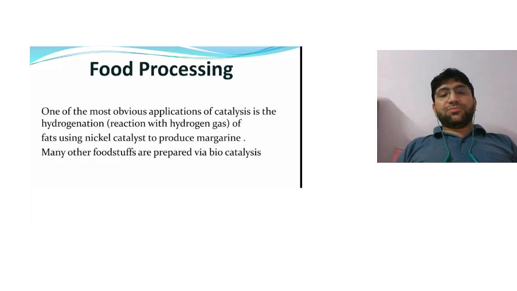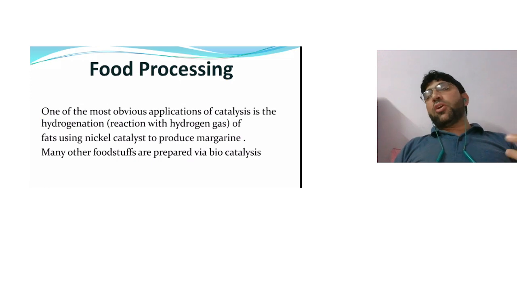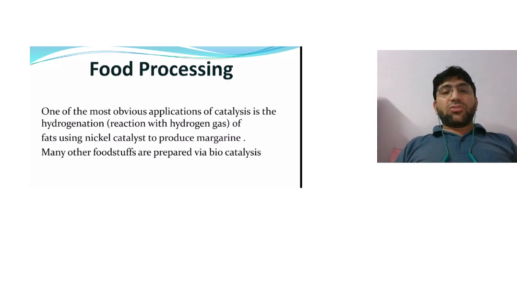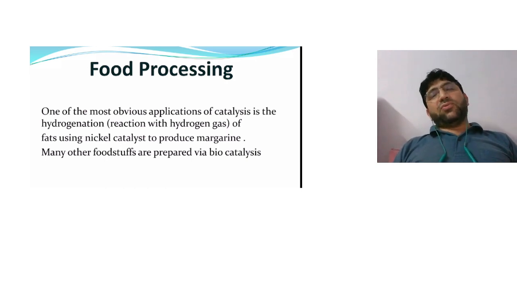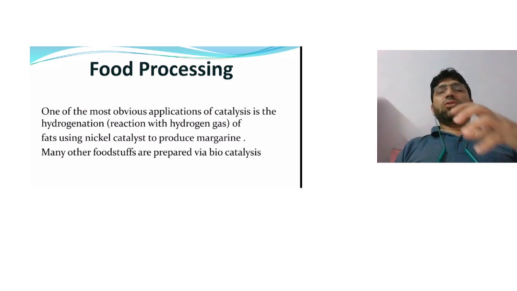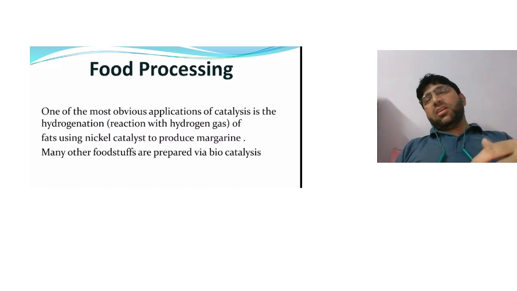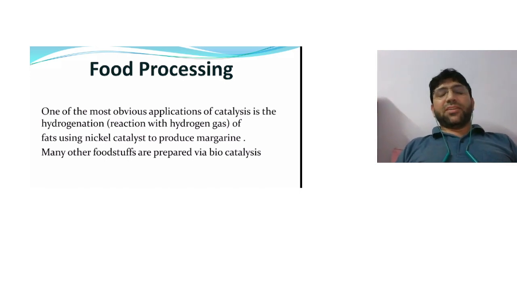Similarly, in food processing, they also play a very important role. For example, the hydrogenation of vegetable oils to produce margarine, which we call artificial butter. In that case, Raney nickel, finely divided nickel, is used as a catalyst to convert this vegetable oil into margarine. So these are some important applications.